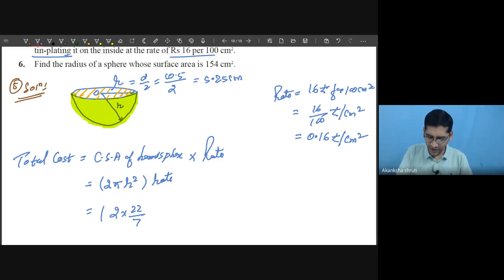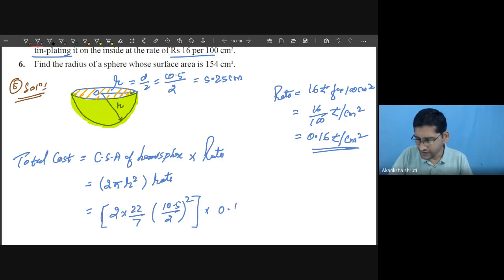5.25 or 10.5 by 2, you may keep any value. So 10.5 by 2, let me keep like this one, a square. This becomes the pi r square, meaning 2 pi r square into the rate, which is given as into 0.16.